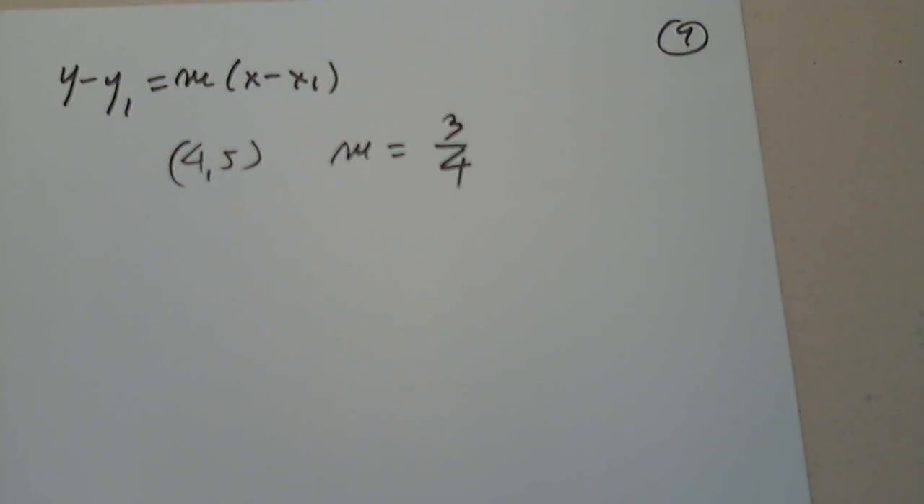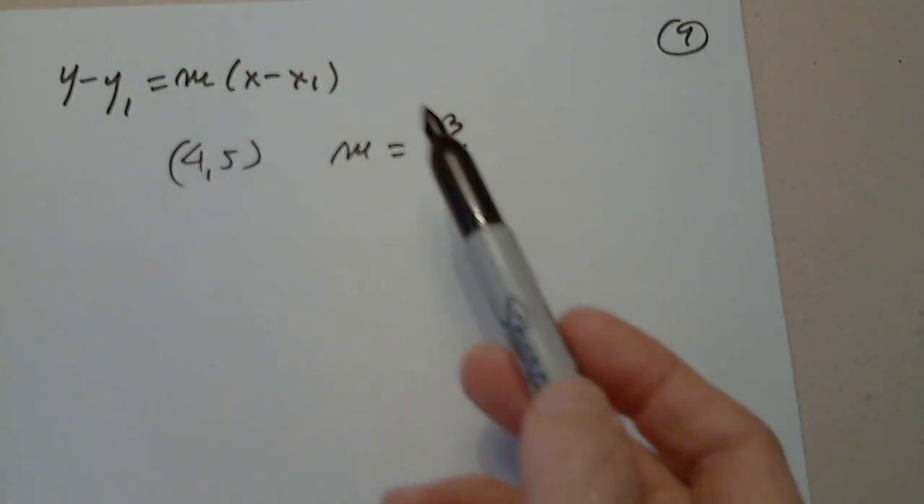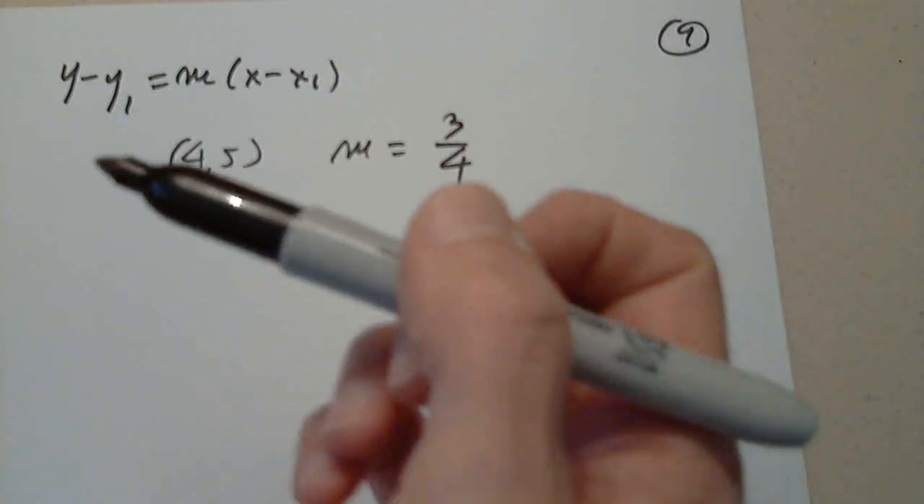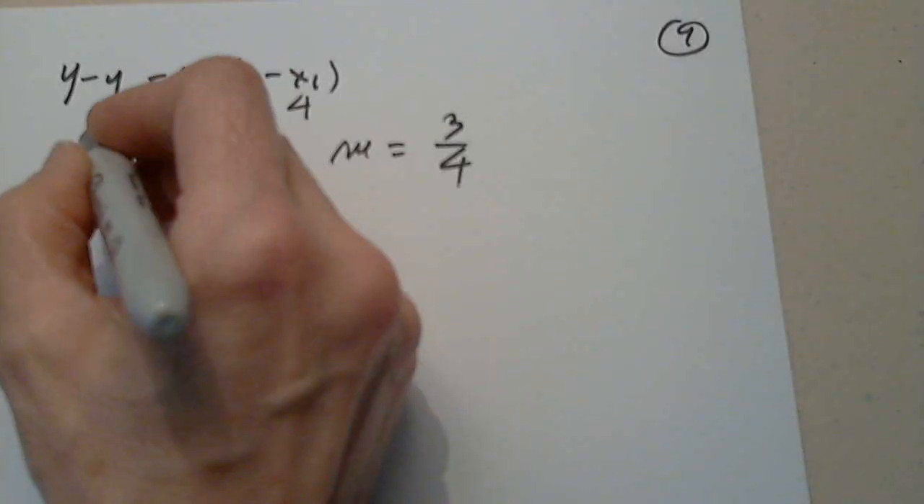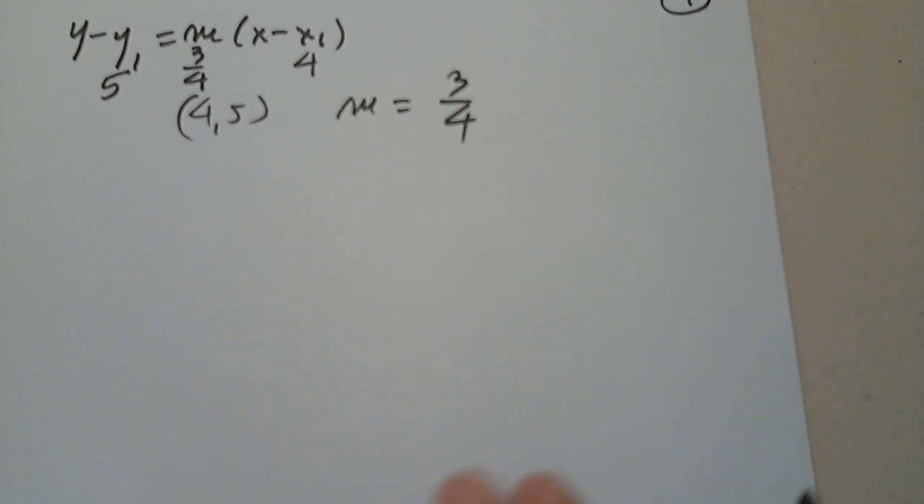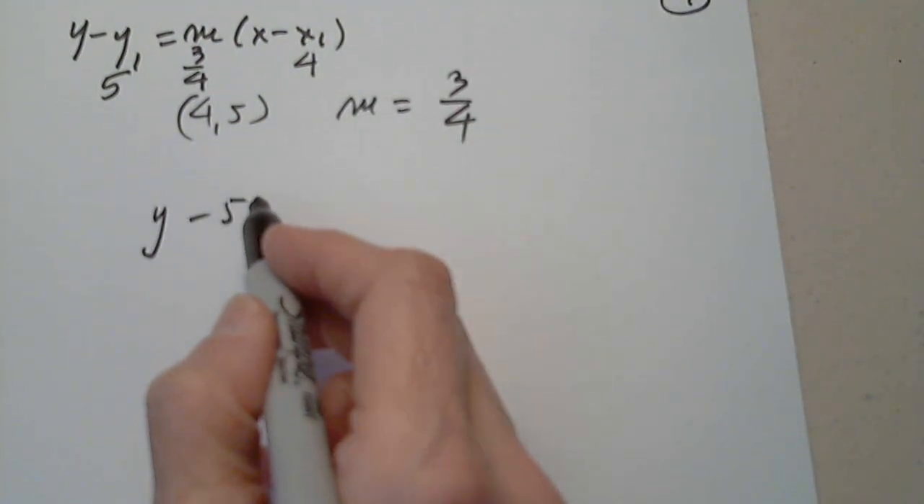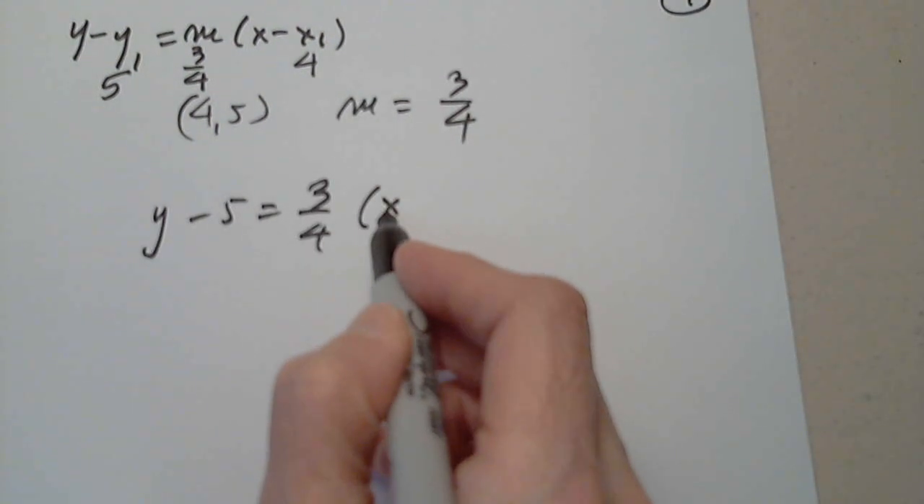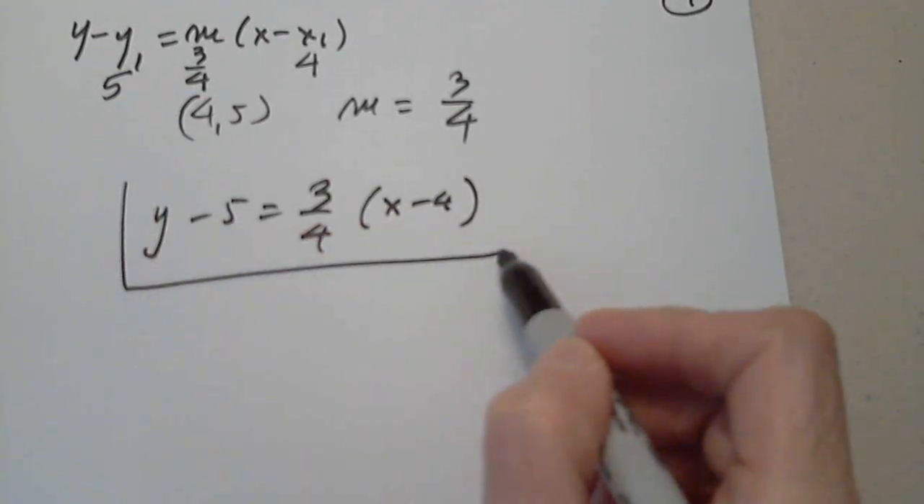Now we have to identify, just plug them in. And this is the 4, and this is the 5, and this is the 3/4. So all I have to do is write y minus 5 equals 3/4 times x minus 4. That's all they want us to do.